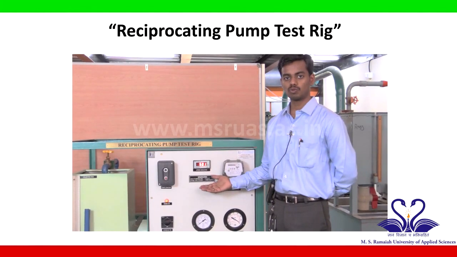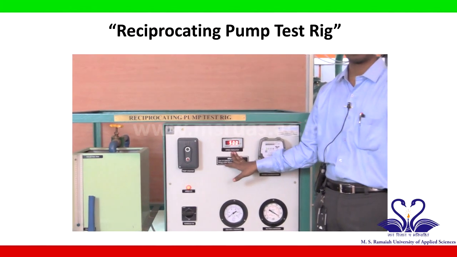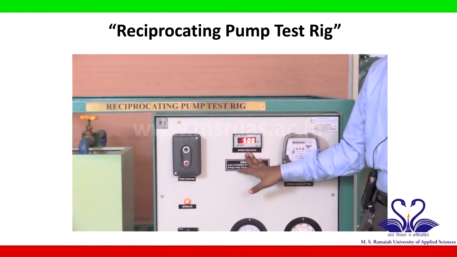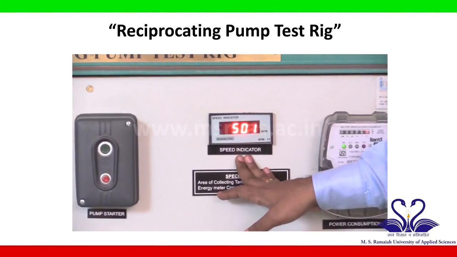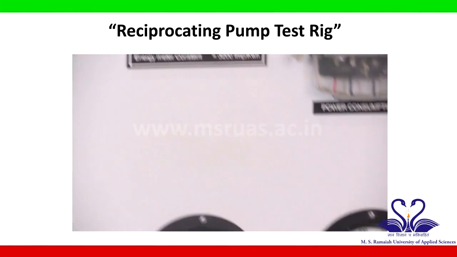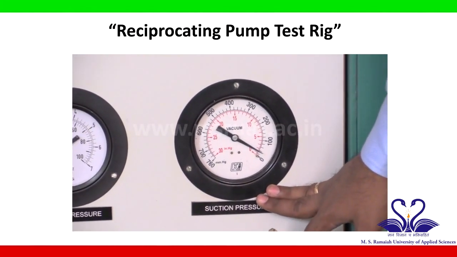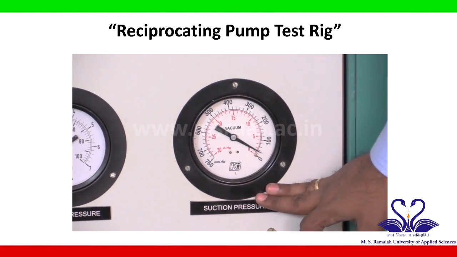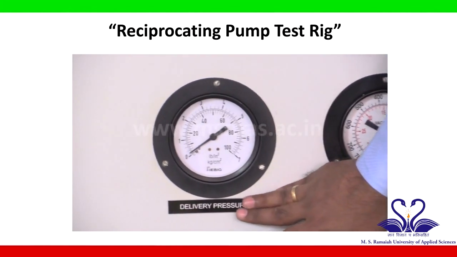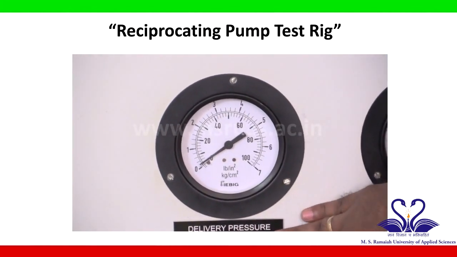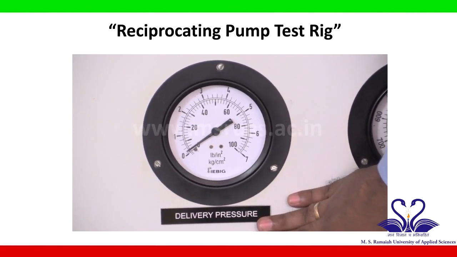Once the pump is switched on, we can see the speed of the pump on the speed indicator at around 500 rpm. The suction pressure for the pump can be seen over here. It is showing around 20 to 30 millimeters of mercury. The discharge pressure can be seen on the Bourdon gauge over here. The pressure is showing around 0.2 kg per centimeter square.